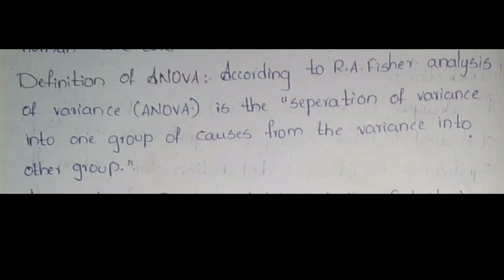Definition of ANOVA. According to R.A. Fisher, analysis of variance is the separation of variance attributable to one group of causes from the variance attributable to other groups.